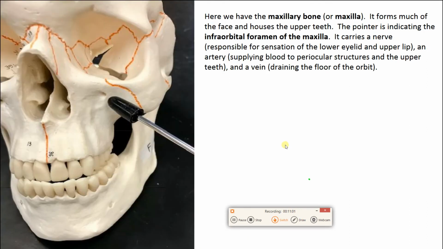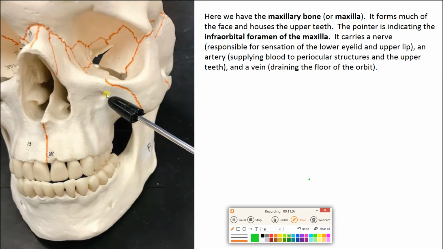Let's find some more stuff on that maxillary bone. If we look just beneath the eye socket, we see this little hole right here. That little hole is called the infraorbital foramen. Infraorbital, beneath the eye. So it's infraorbital foramen because it's a hole. It's a passageway. You're going to get nerves.